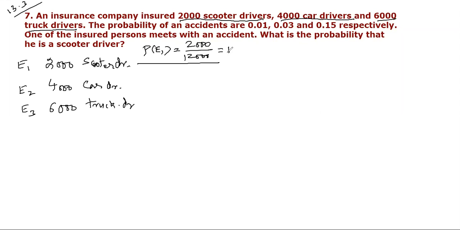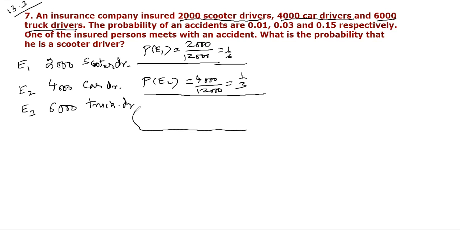That is equal to 1 by 6. The probability of getting car drivers is 4,000 upon 12,000. That is equal to, 4 3 is a 12, 1 by 3. And the probability of truck drivers is equal to 6,000 divided by 12,000. 6 to the 12, 1 by 2.